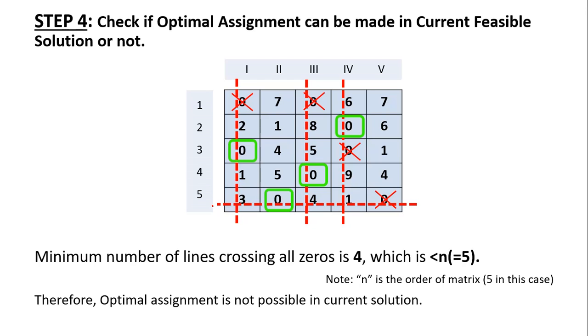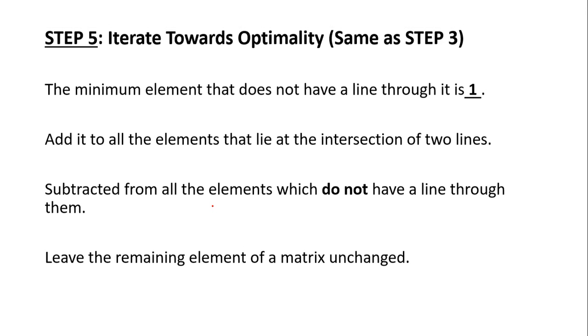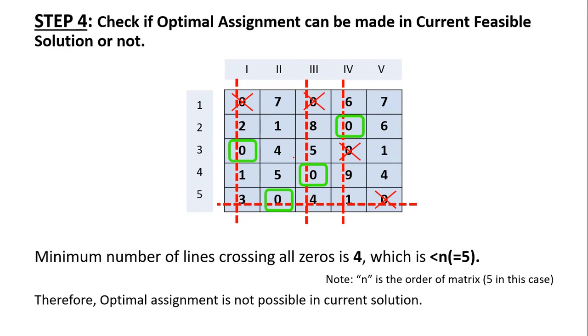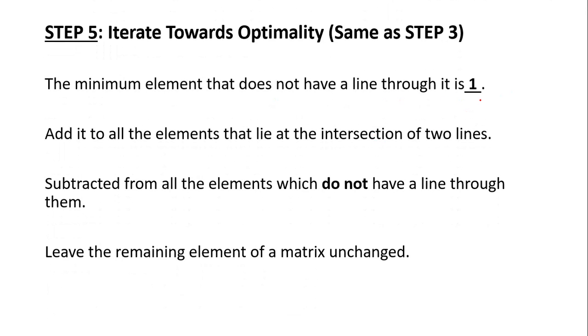So moving on, the next step is the same as step 3 which we did. But in this case you can see the minimum number from the unmarked numbers is 1, which is here, or also here, the same. Any of the two, but the minimum number is 1. So we have to consider this value now, the minimum element that does not have a line through it, which is 1 in this case.